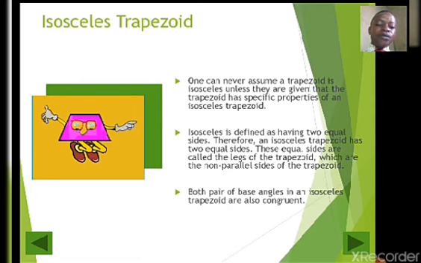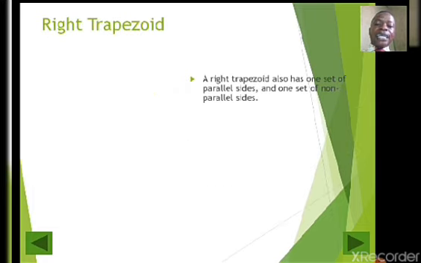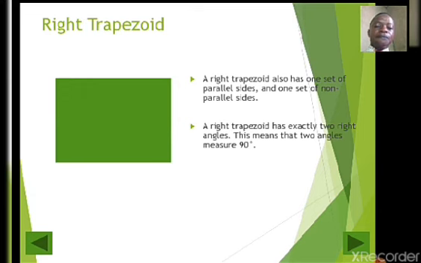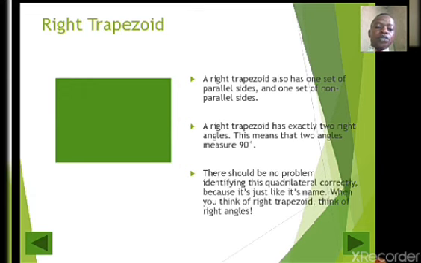Both pairs of base angles in an isosceles trapezoid are also congruent. Then we have the right trapezoid. A right trapezoid also has 1 set of parallel sides and 1 set of non-parallel sides. A right trapezoid has exactly 2 right angles. This means that 2 angles measure 90 degrees. There should be no problem identifying these quadrilaterals correctly because it's just like its name. When you think of right trapezoid, think of right angles.